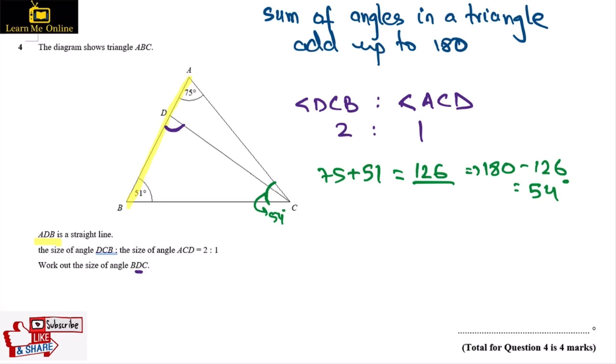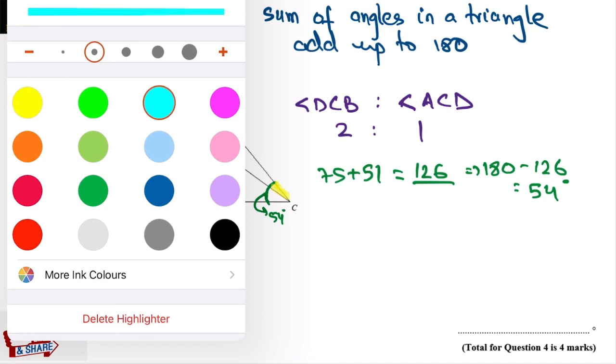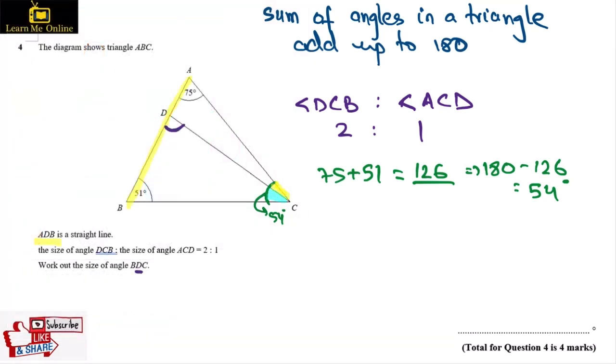Now we know that this angle, the top part, has just one part, whereas the bottom one has 2 parts. We're going to split this 54 by 3, so we write 54 divided by 3. Each part would be 18. So this angle is 18 degrees, and the bottom one is going to be 18 times 2, which is 36.